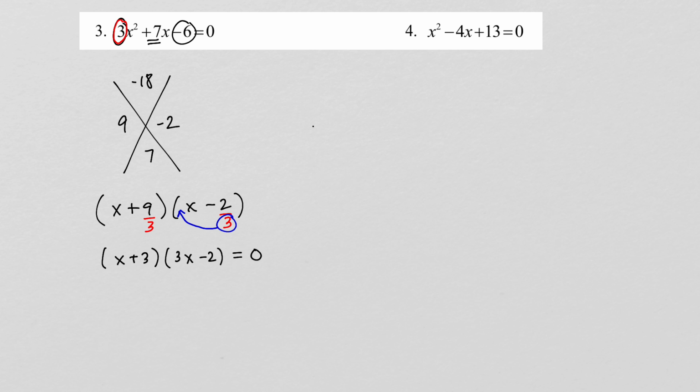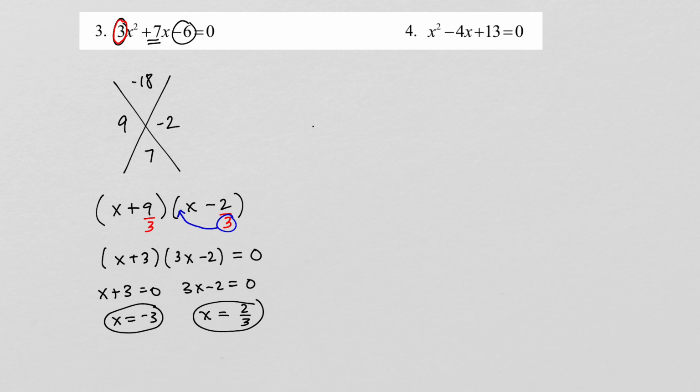Keep in mind that this was equal to 0. And so now to solve this, we are going to set each factor equal to 0. And solving for x, we get x equals negative 3. And in the next equation, we get x equals positive 2/3.